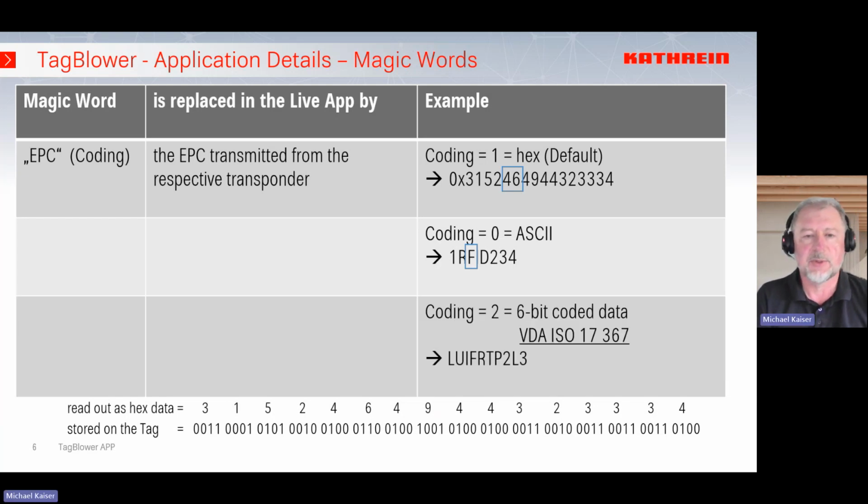And finally, a coding number 2 is also available. This is a 6-bit coding, which is popular for the vehicle manufacturer, for the German VDA standard VDA 5500. There is an ISO 7367 available. This is a 6-bit coding. Have a look at this link I have connected to you. You can see the details. And in this case, the same string of 0 and 1s will be transmitted as LUI and so on.